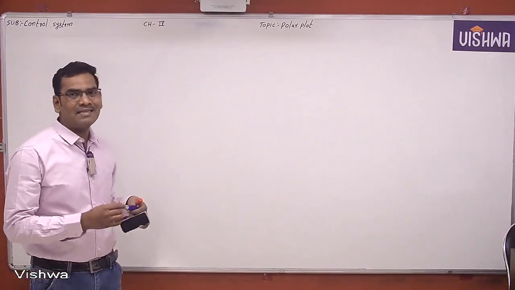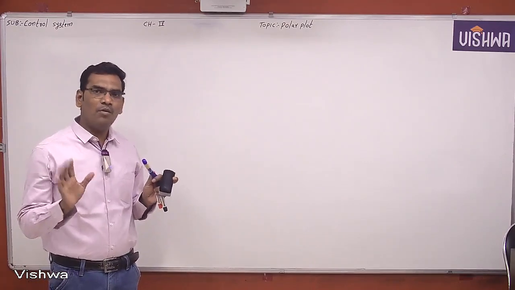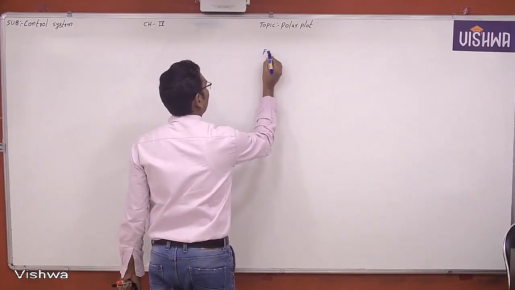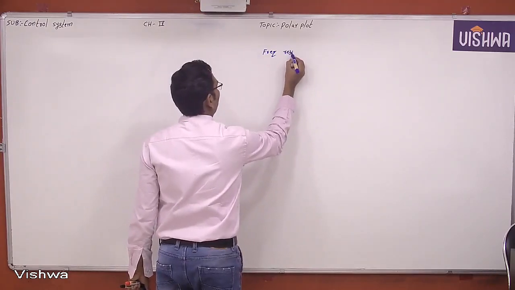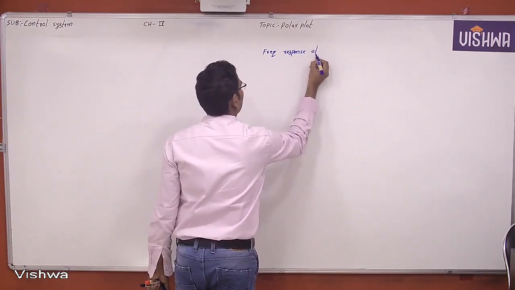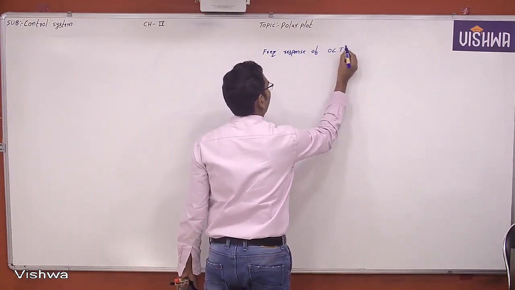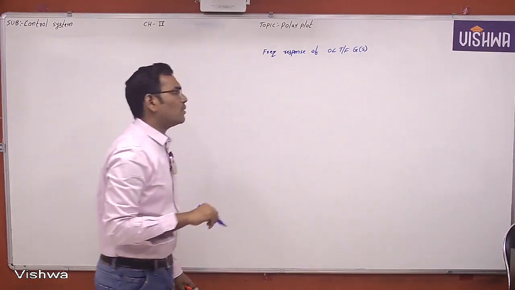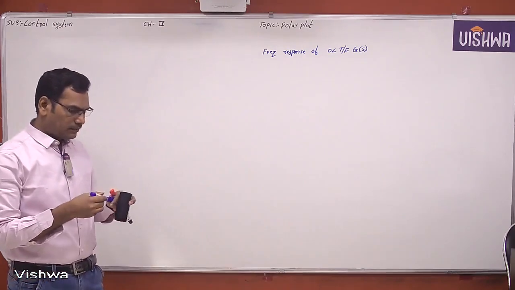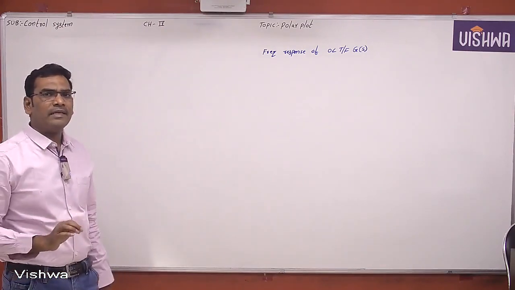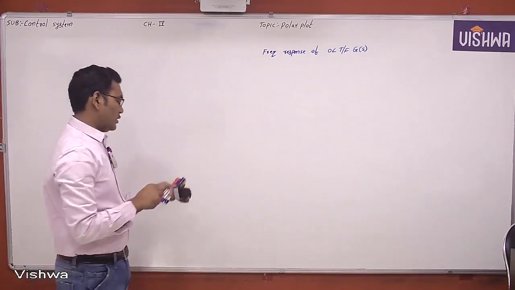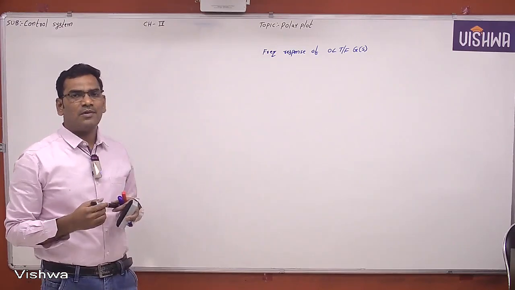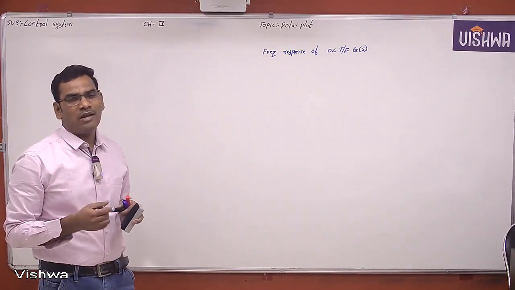All the plots are the frequency response of the open loop transfer function. This is also the same. The polar plot is the frequency response of the open loop transfer function, G of S. But what is the polar plot?